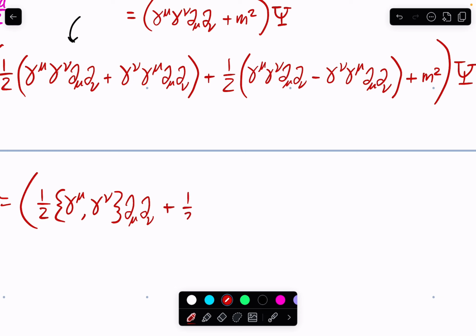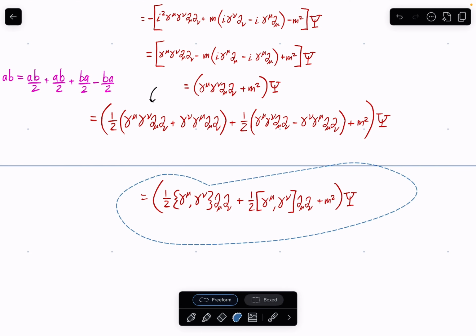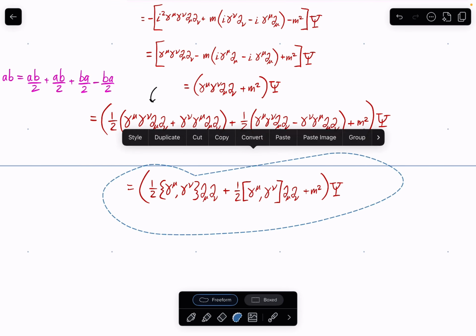So you get 1/2, the commutator bracket, partial mu, partial nu, plus m squared. All of that times psi, the Dirac spinor. Okay, so we have this term now.